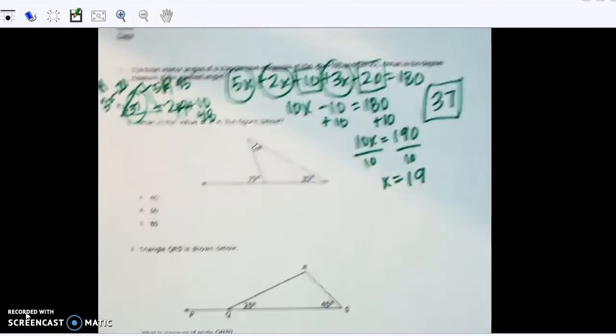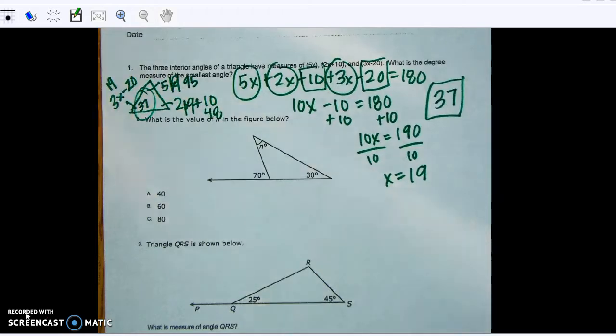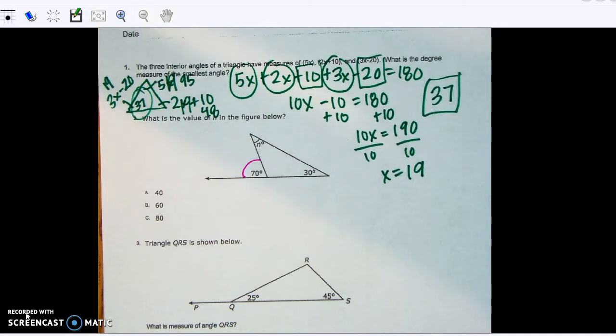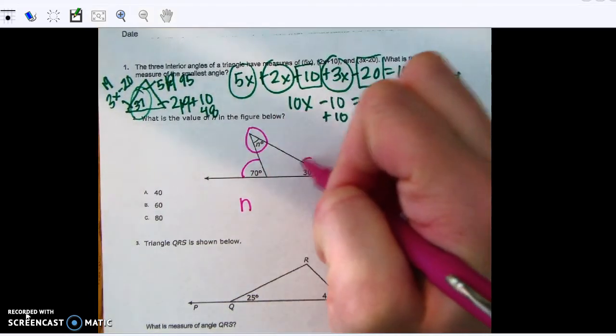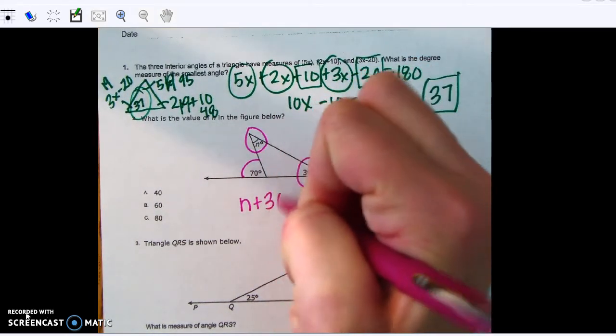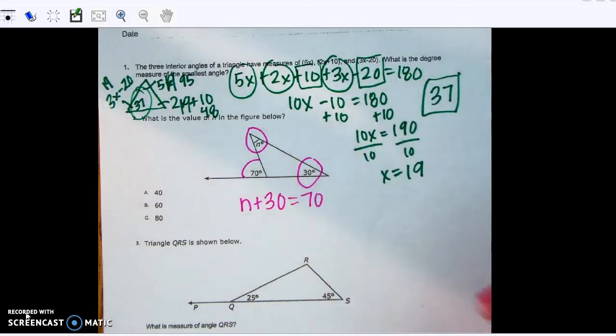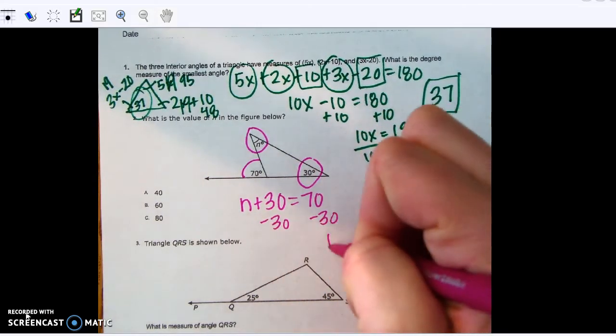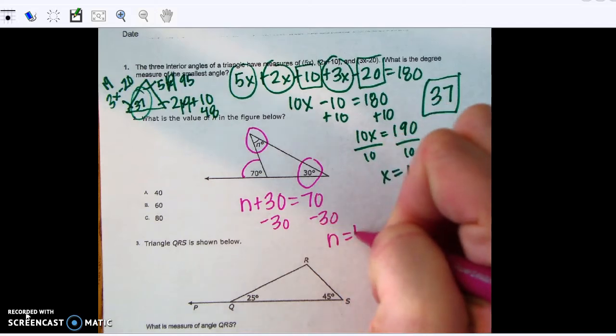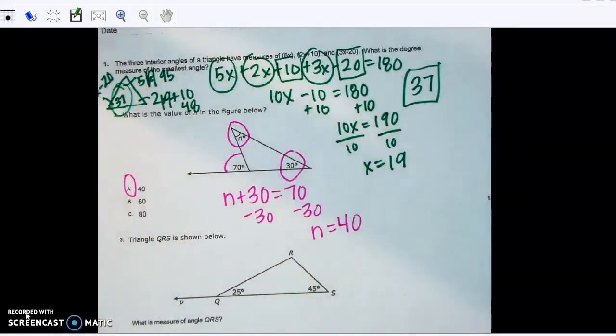All right, if I look at the next one, what is the value of n in the figure below? Well, this is an exterior angle, and my theorem tells me that this remote interior angle n plus this remote interior angle 30 equals 70. So if I subtract 30 from both sides, I know that n has to be equal to 40.